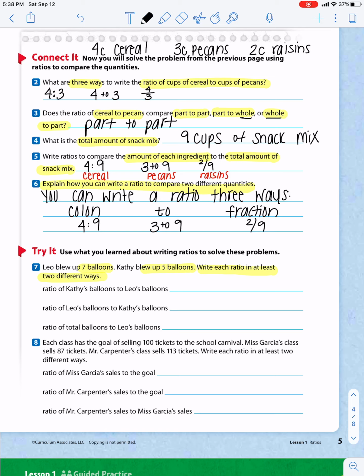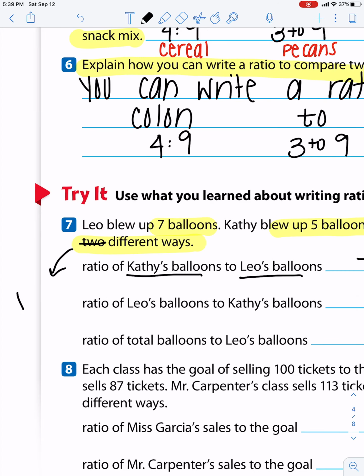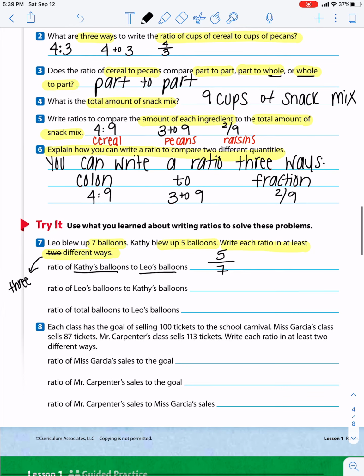So the ratio of Kathy's balloons to Leo's balloons. Again, Kathy is named first, so Kathy's balloons have to go first. So let's start by saying, well, Kathy blew up 5 balloons and Leo blew up 7. I know that it asked for 2 different ways, but we're going to cross this off, and I want all 3 ways. Okay, just for practice. So 5 over 7, 5 to 7, and 5 colon 7.